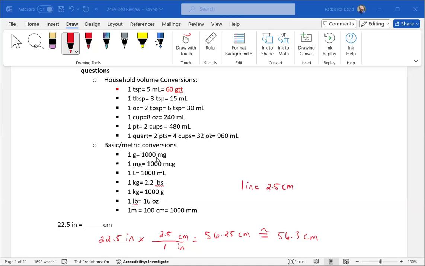Whenever you do drops per minute, or any drop, it's always rounded to the nearest whole number. So if you get something like 34.6 as your answer, then your answer is 35 drops per minute.